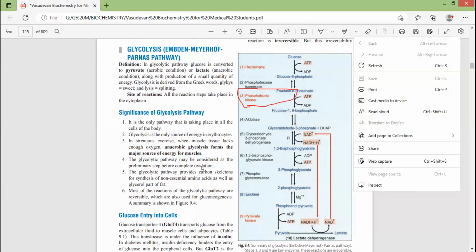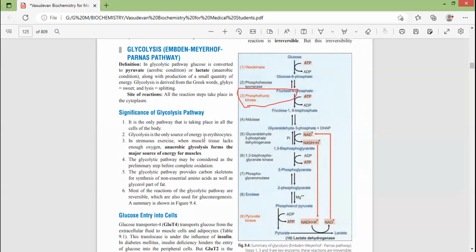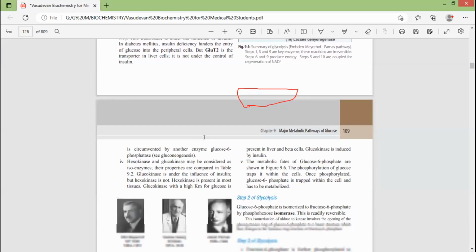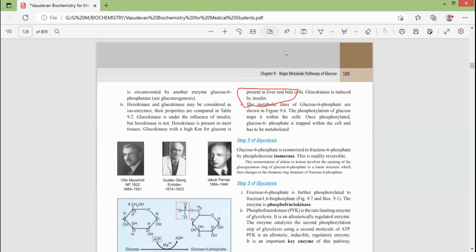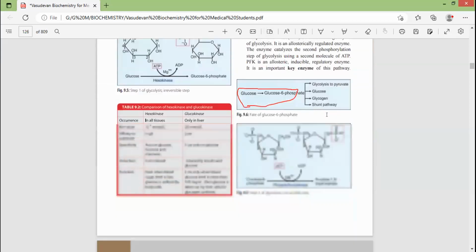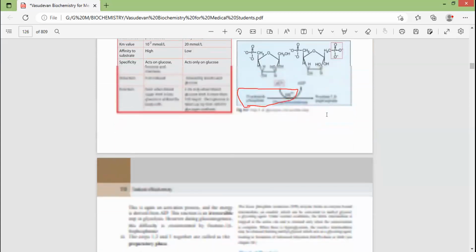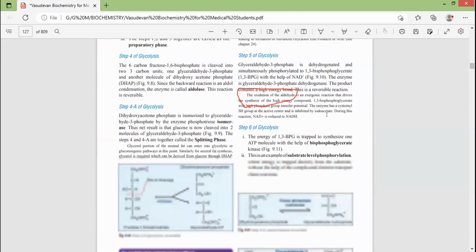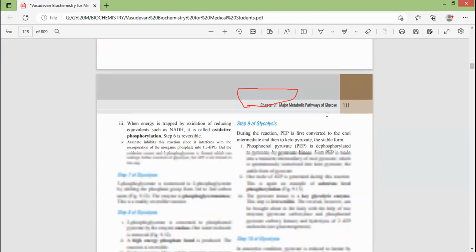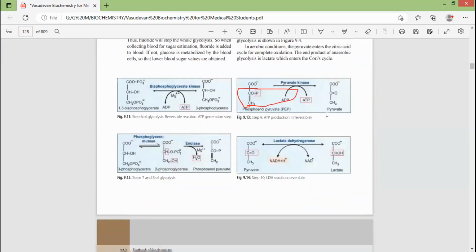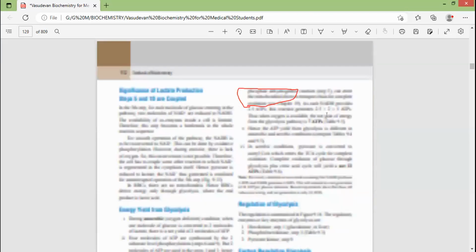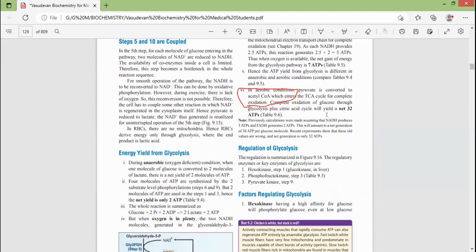And I don't know if it was covered before by Seraphine. Seraphine, had you covered what we mean when we say rate limiting step under enzymology? No, I didn't do that. Oh, you didn't do that? Okay.